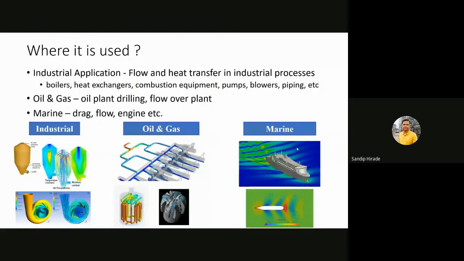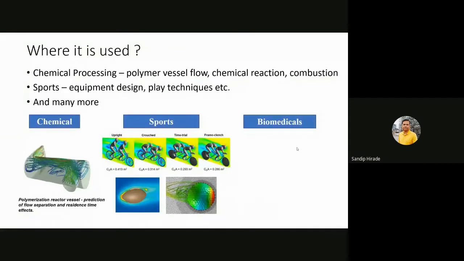In the marine industry, we can use CFD to predict drag over the ships, and to design the ships in order to reduce the fuel consumption. In the chemical industry, we can use CFD to predict the heat transfer for reactor vessels and flow separations. In sports, you can also use CFD for coaching, equipment design, and play techniques, and there are many numerous examples.